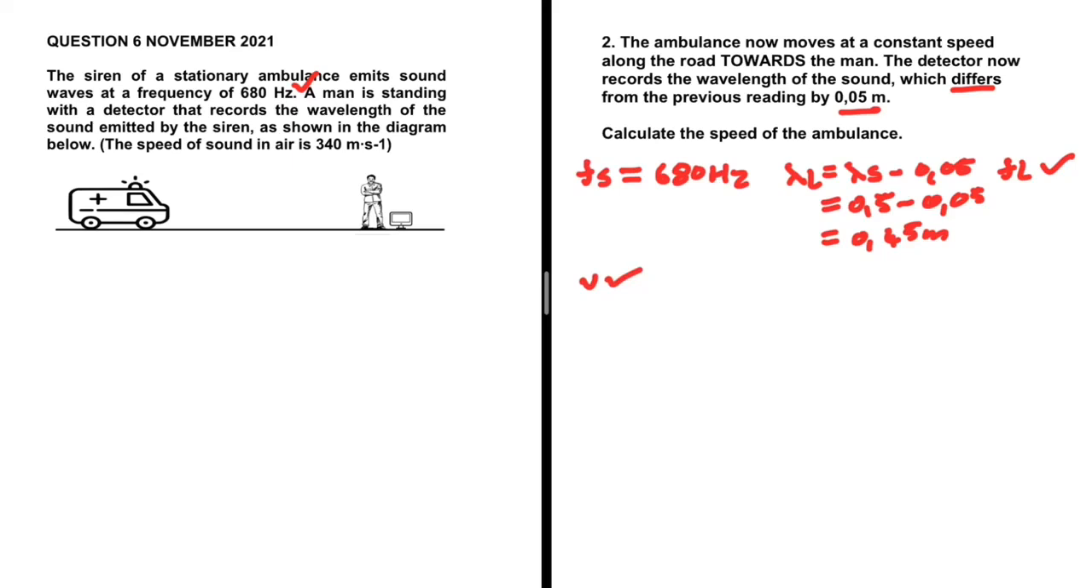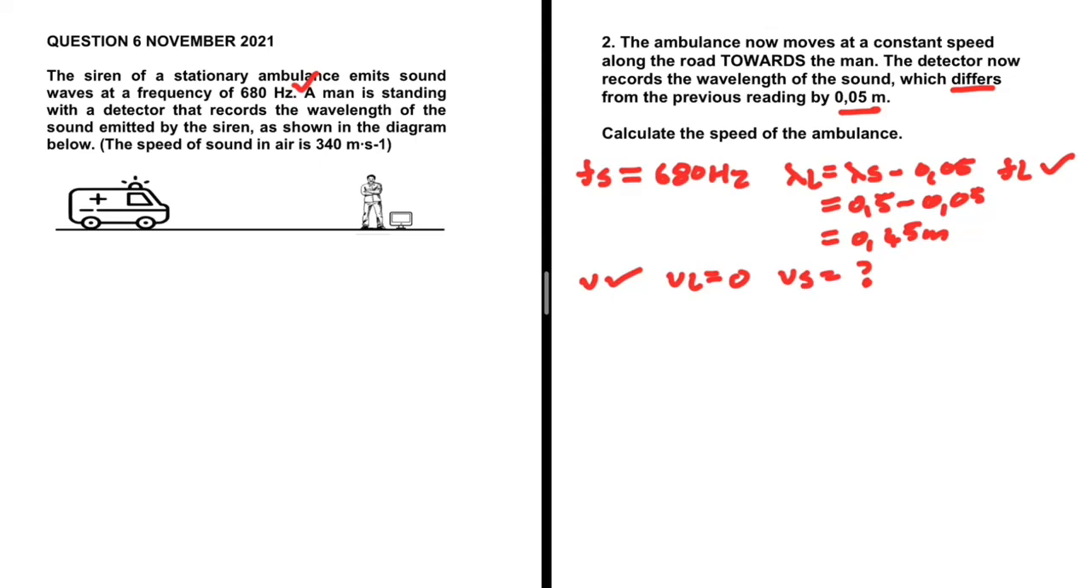It is not always 340 meters per second. If I say it is a constant, there might be that misconception that it must always be 340, but it's not. And then we have the velocity of the detector, well, the velocity of the man. The man is stationary. So VL is equal to 0. And then we are looking for the speed of the ambulance. We are looking for VS. What is VS? Right.